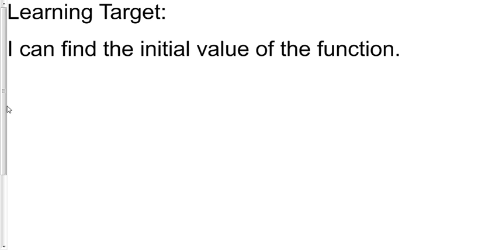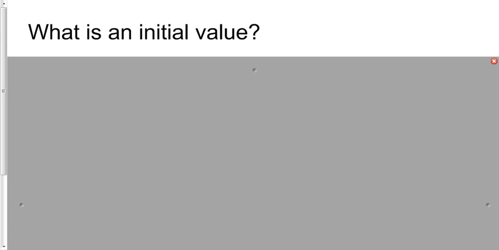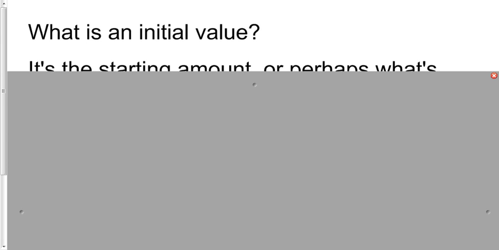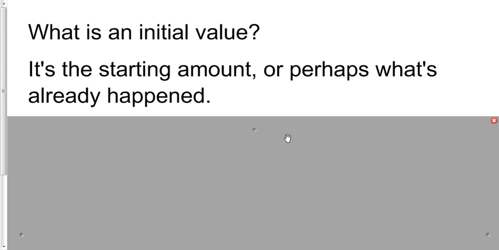How I can find the initial value of a function is what we're going to take a look at today. What is an initial value? One way would be to say it's the starting point, it's what's already happened, it's the amount of money you've already got saved up and you're going to add towards it. It's really exactly what it says. It's the initial value. Sometimes you could change that and just call it a starting value.